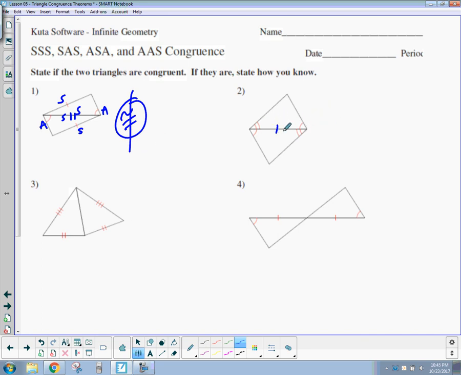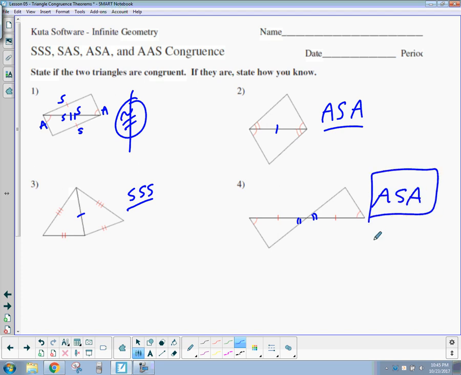Angle, side, angle; angle, side, angle. Reflexive property again. All the sides are marked, so side, side, side. Vertical angles here. Angle, side, angle; angle, side, angle. Put boxes around these. You know the drill. Pause the video and give these a shot.